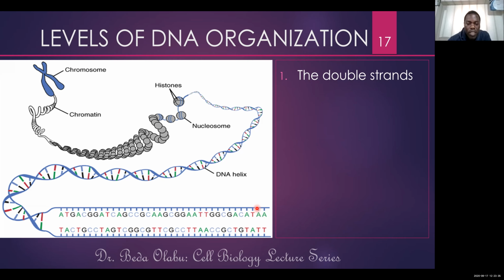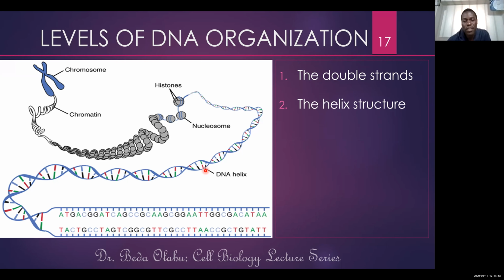Now I want you to follow this double-stranded molecule and notice that at some level, the double-stranded molecule twists on itself. So for example, if you see my fingers, this is the double-stranded molecule, then the two strands twist on themselves like this. That twisted DNA molecule forms the second level of organization of the DNA, which we call the DNA helix. So the helix structure is the second level of DNA organization.